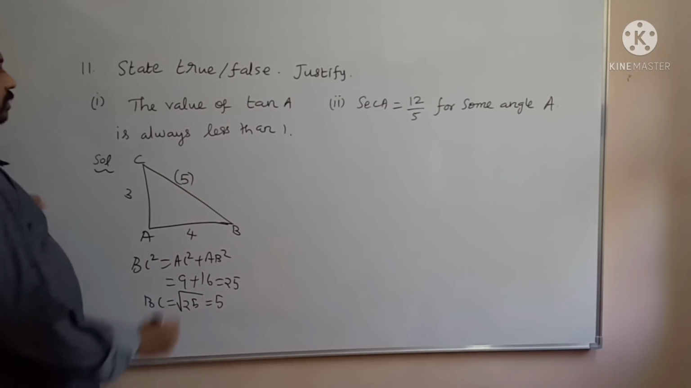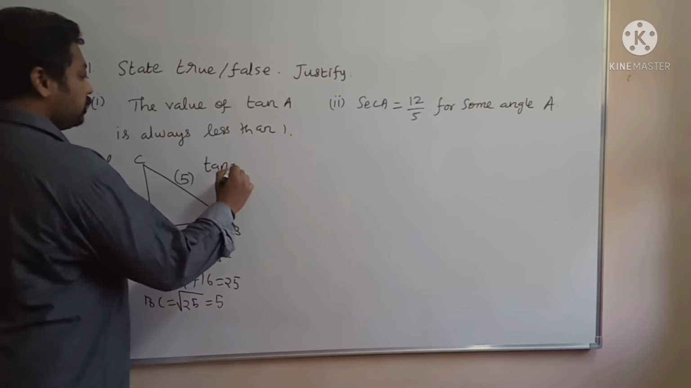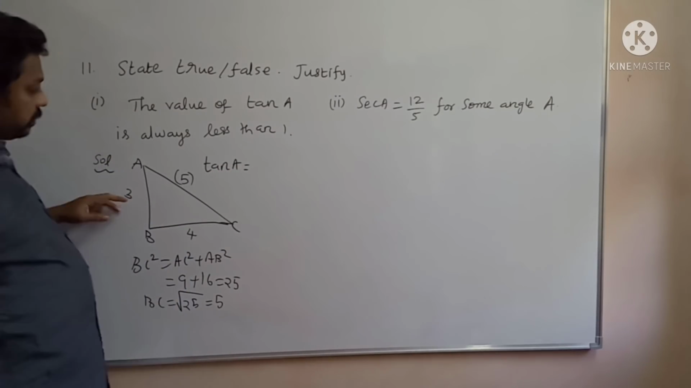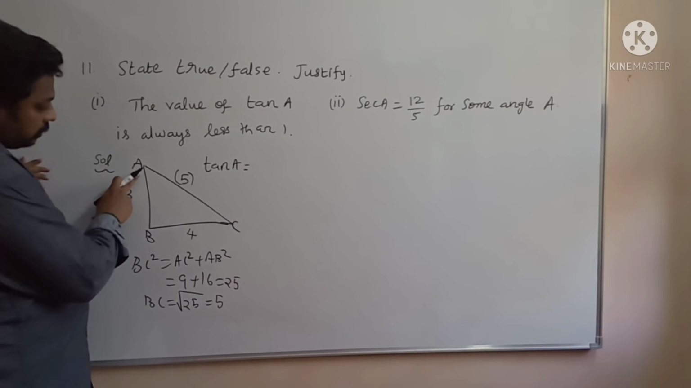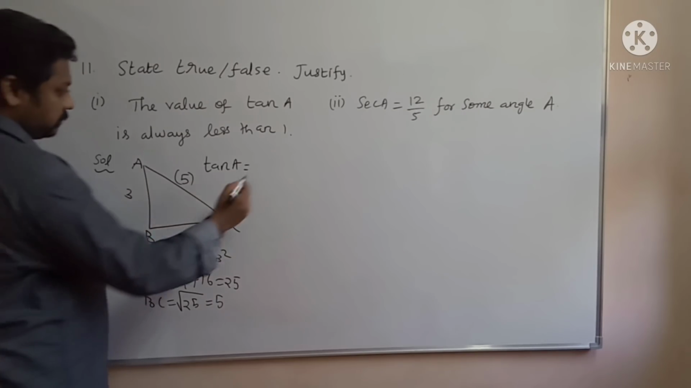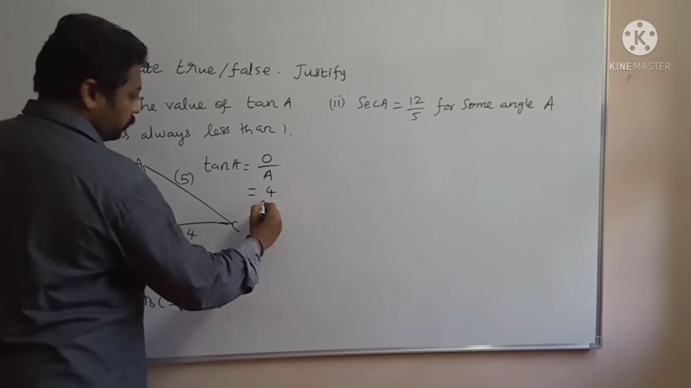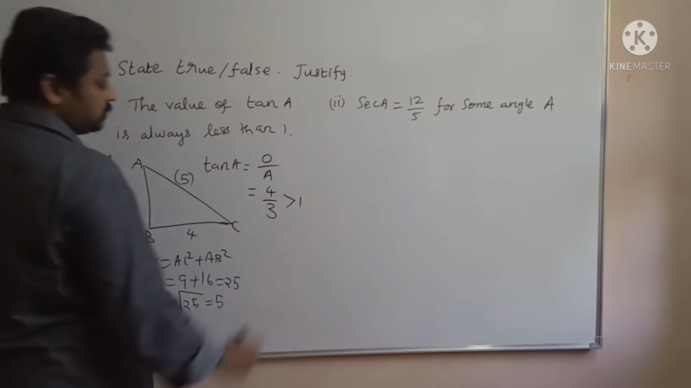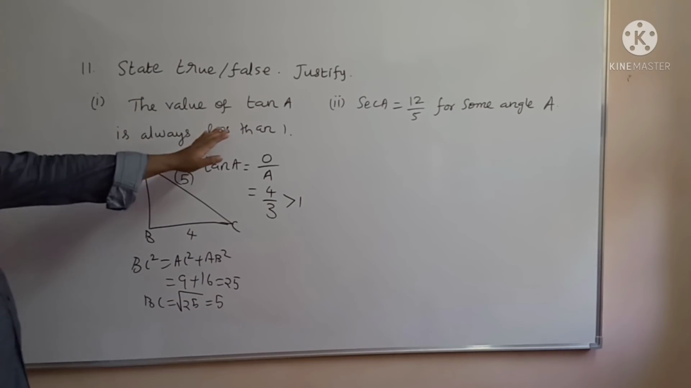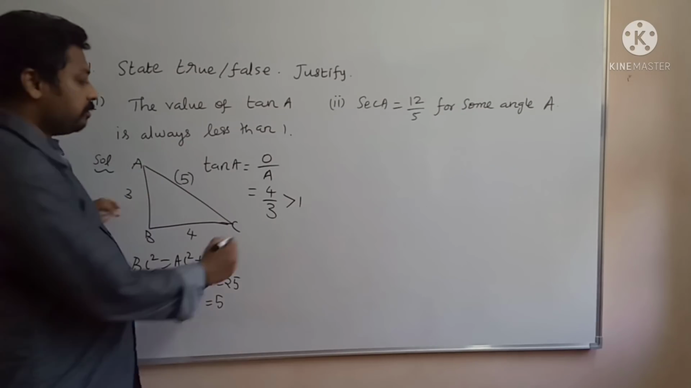From this we find tan A. So what is tan A? The tan A formula, this is angle A, is opposite side by adjacent side, right? So opposite by adjacent, 4 by 3. 4 by 3 is greater than 1. So the statement that it is always less than 1 is false.